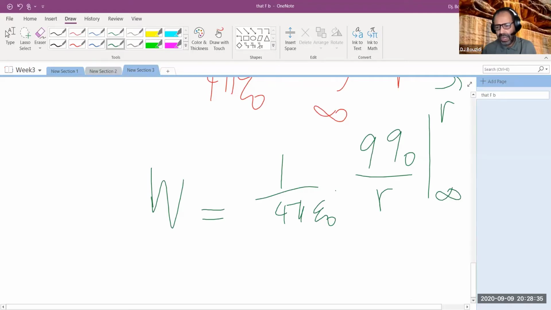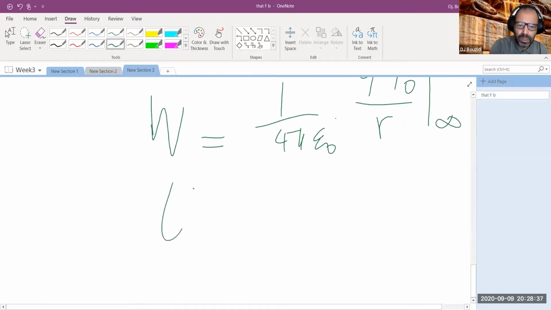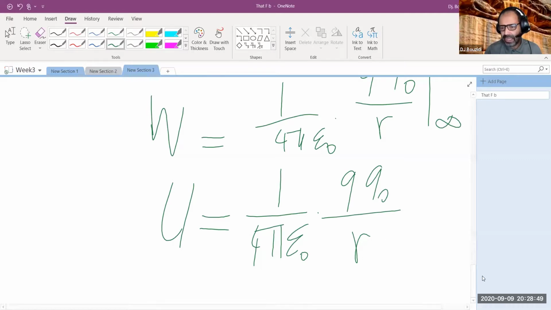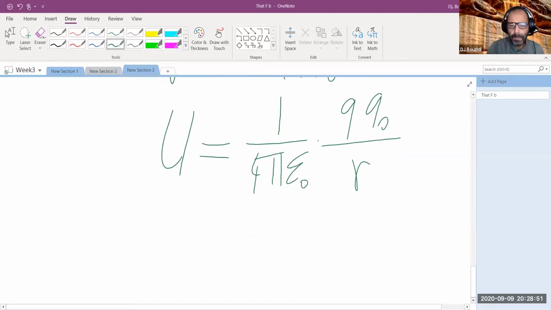So the potential energy in this case is going to be defined as 1 over 4 pi epsilon naught times q naught divided by r, where the potential energy is taken at infinity to be 0. Okay? So this is the potential at a distance r.